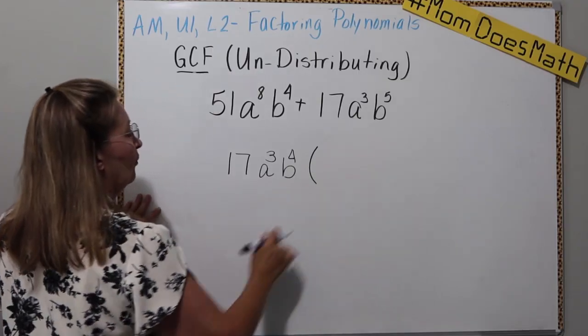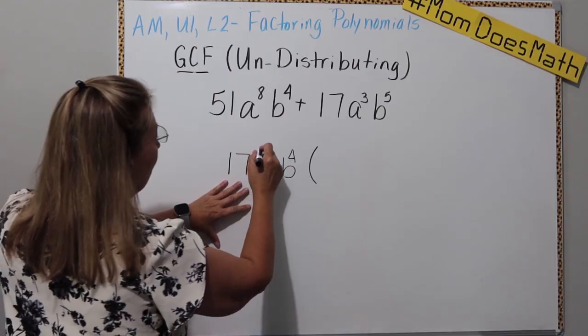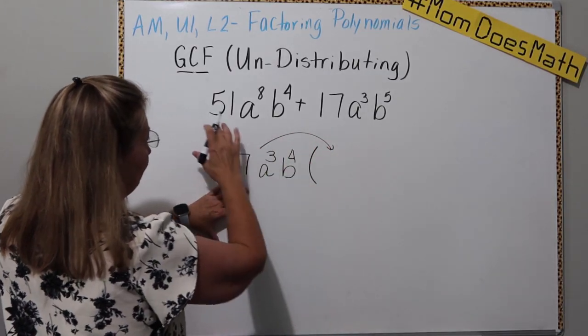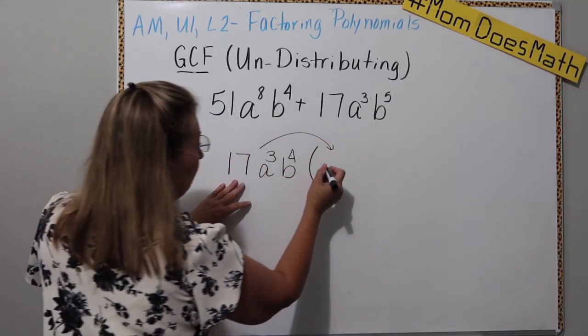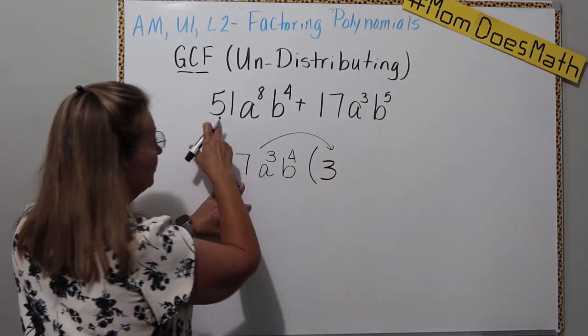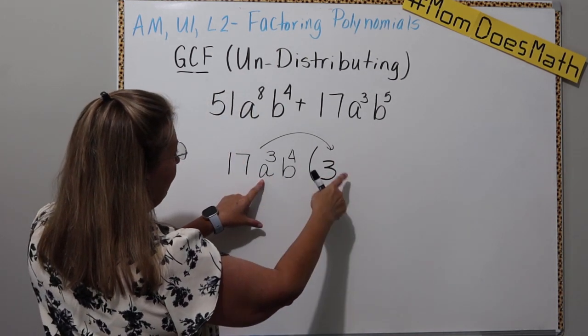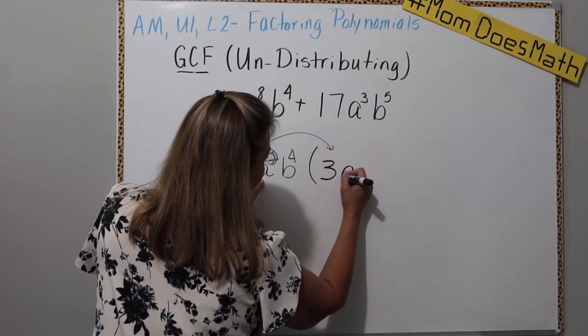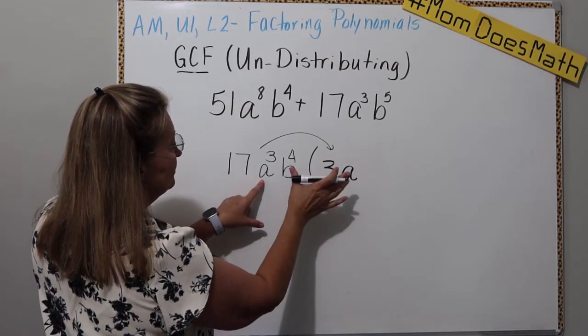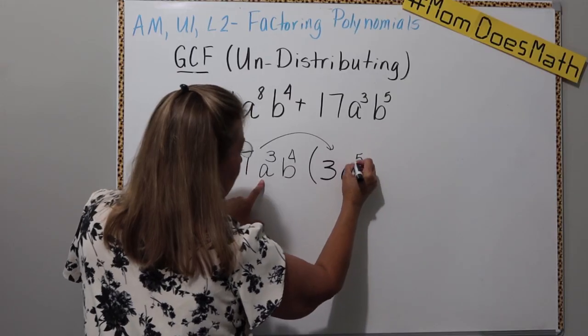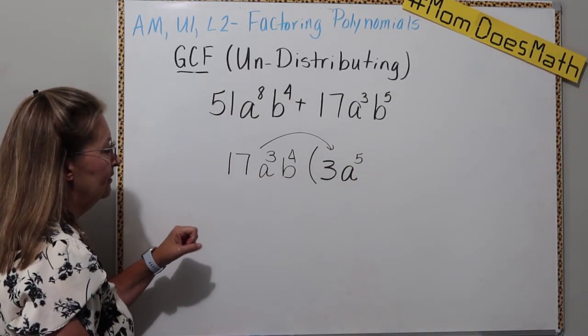Now, let's figure out what would be left. What would I multiply 17 by to get this back? Well, it would take 17 times 3 to get the 51. What would you multiply a times to get a to the 8th? Well, remember, when you multiply two bases, you add those exponents. So that's going to be a to the 5th.